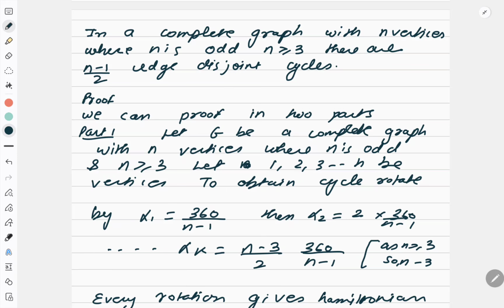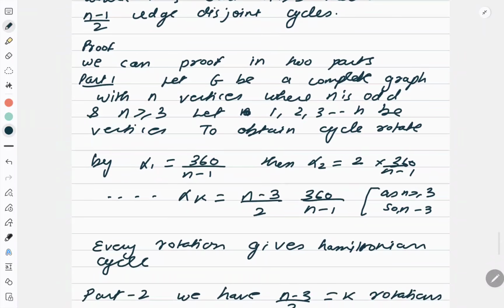The proof says that we will prove it in 2 parts. First part says that if there is a complete graph with n vertices and n is odd, how you will obtain the cycle. The first cycle is the original cycle, which you can see. The second cycle you obtain by rotating it by 360 upon n minus 1. Second cycle by this, and third cycle by this, and so on, all the cycles. Since I have n greater than 3, so n minus 3 times I have done.